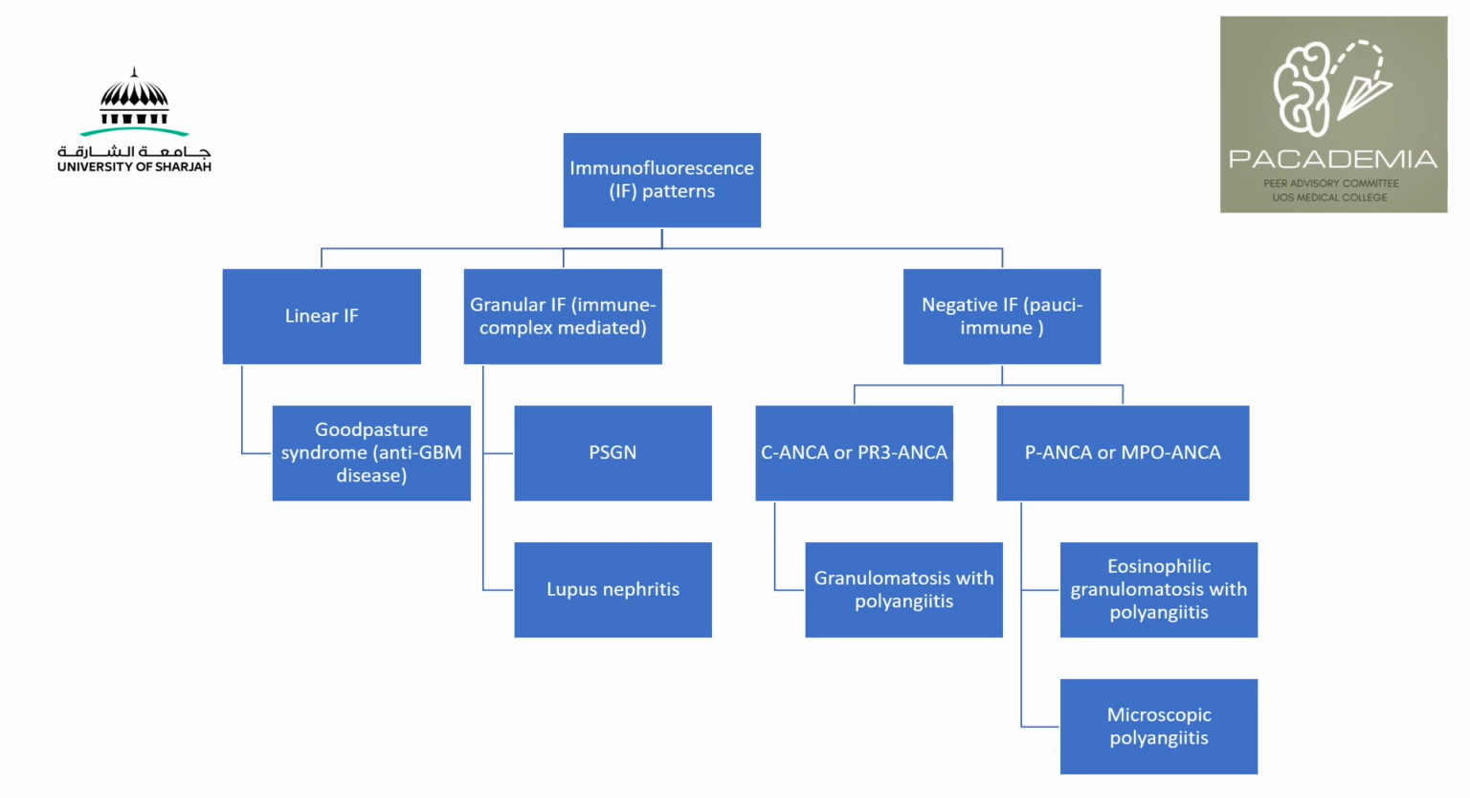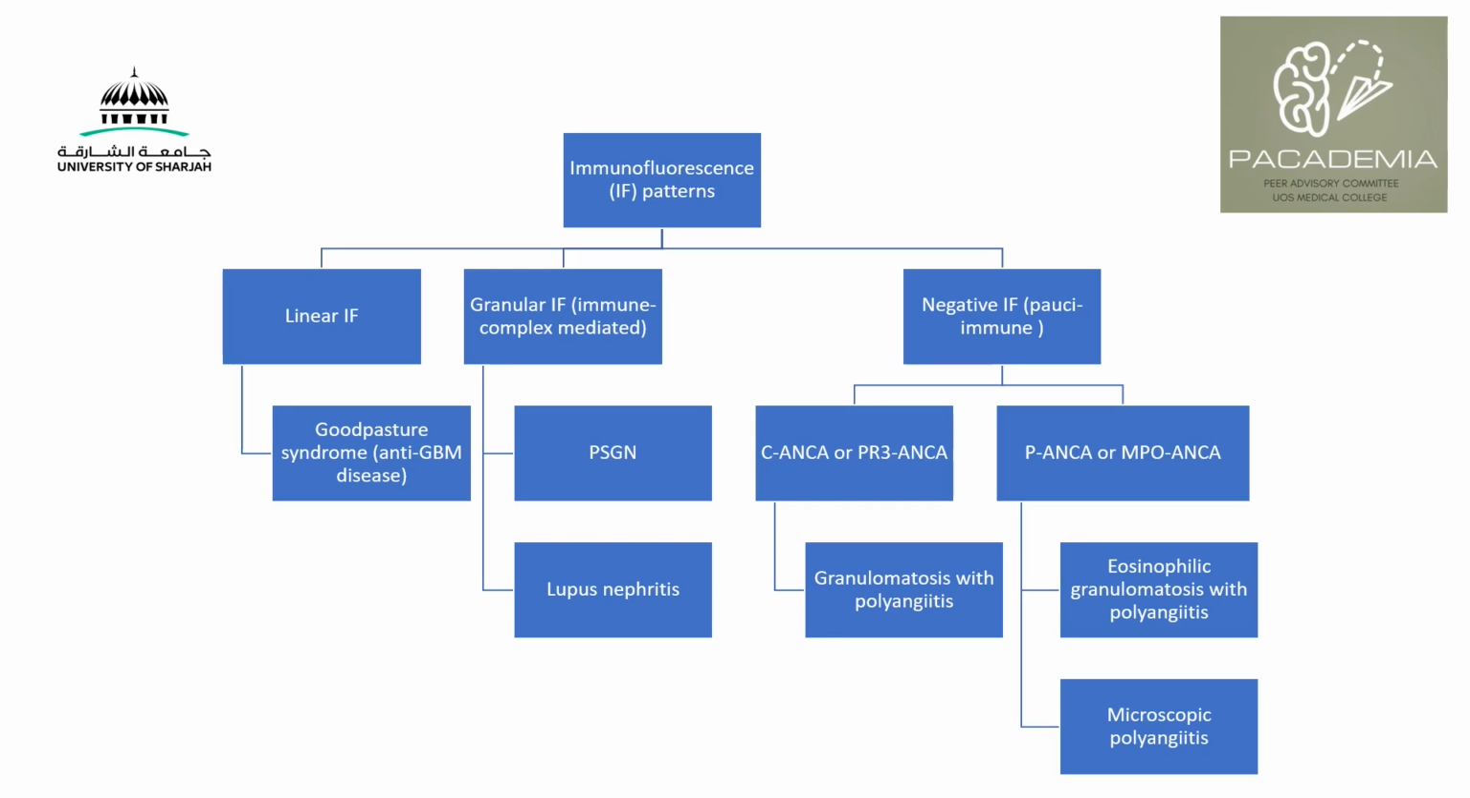When we think of C-ANCA, we have one disease, which is granulomatosis with polyangiitis. This is also known as Wegener granulomatosis. So think of this disease. When we have P-ANCA or MPO-ANCA, we have two diseases: eosinophilic granulomatosis with polyangiitis, something called Churg-Strauss syndrome or Churg-Strauss disease, and we have microscopic polyangiitis. So the take-home message from this slide is just know the disease involved in each one.